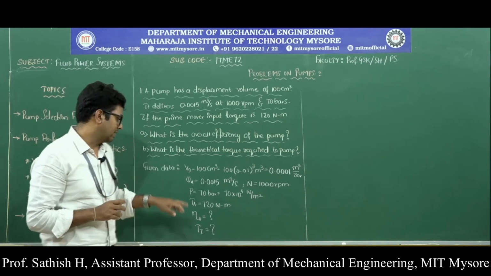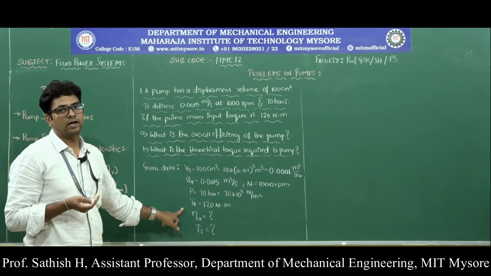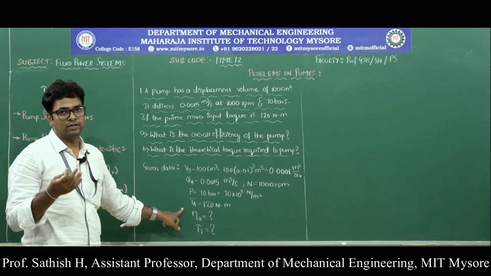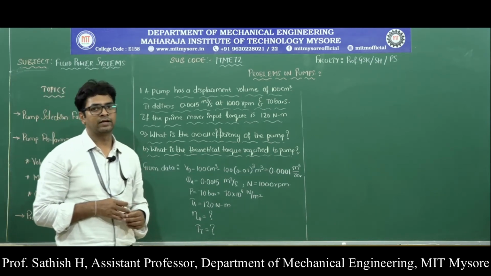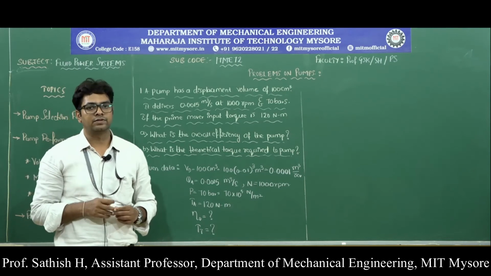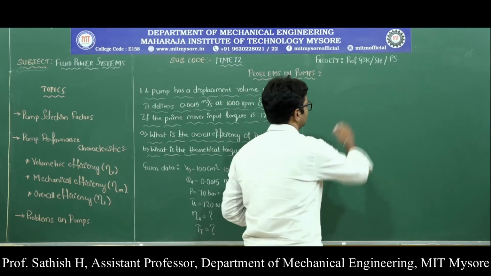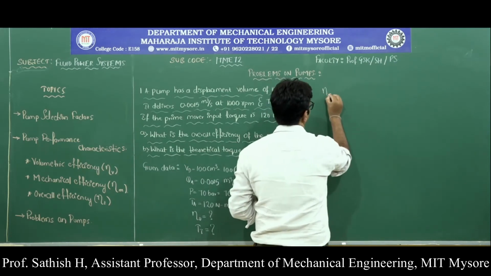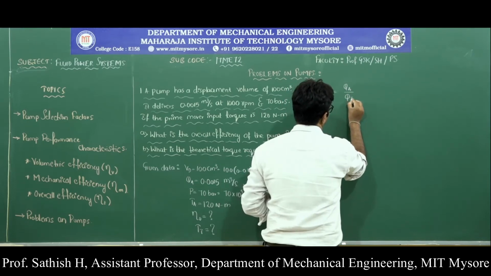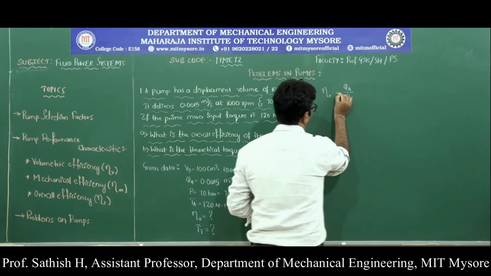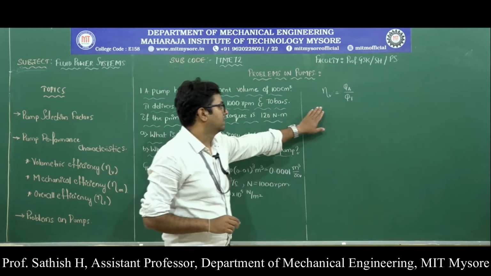First, we need to find the overall efficiency. For that, we need the two other efficiencies, the volumetric efficiency and the mechanical efficiency. To find the volumetric efficiency, we have the formula eta V equals actual flow rate divided by theoretical flow rate.